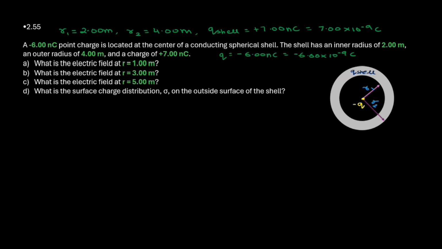In part A of the question, we need to find what is the electric field at r equal 1 meter. So we need to find what is the electric field at this point, a distance r from the center. Since we are going to use Gauss's law to solve this problem, we will first construct a Gaussian surface passing through the point a distance r from the center. So here we construct a spherical Gaussian surface, and I'm going to find what is the electric field at this point because of the whole system.